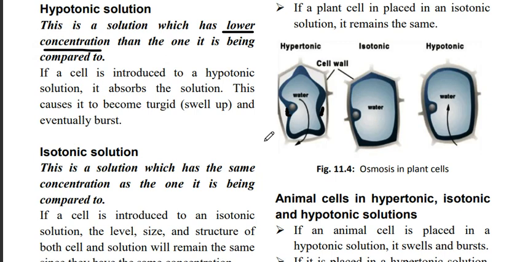So if a cell is introduced to a hypotonic solution, it absorbs the solution. Don't forget, if a cell is introduced to a hypotonic solution, the cell will absorb the solution. This causes it to become turgid. So it will swell up and then eventually it will burst.